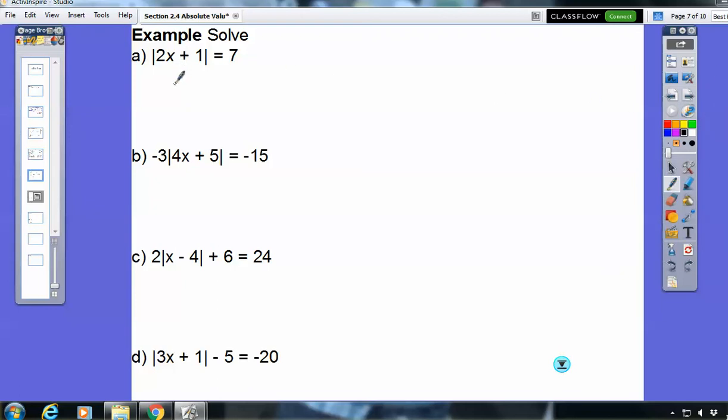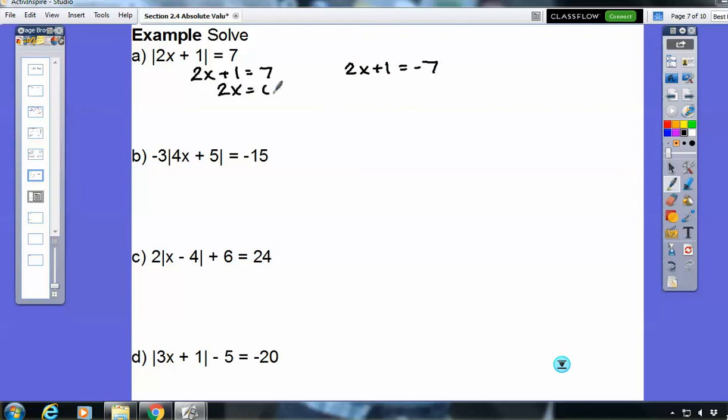Okay, so the first one here. What am I going to do? Solve for two equations. First one, you drop the absolute value, change nothing else. The second one, you drop the absolute value and set it equal to a negative sign. So we're just going to solve each of these.